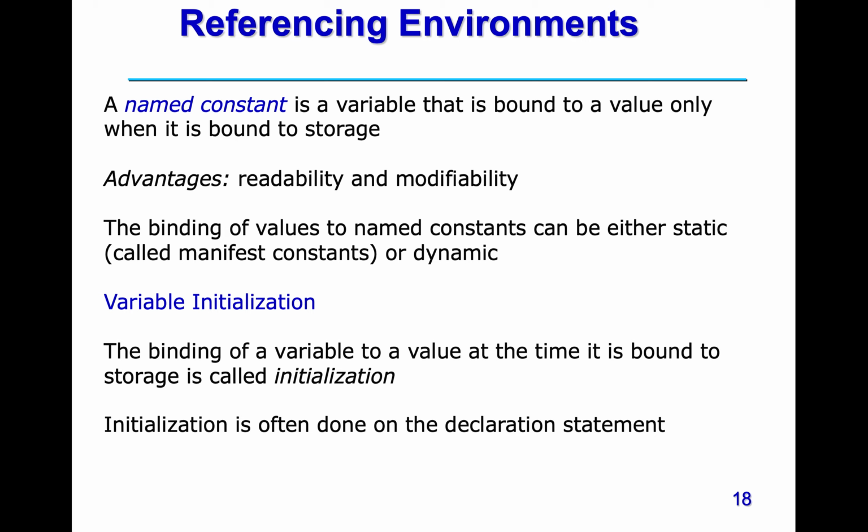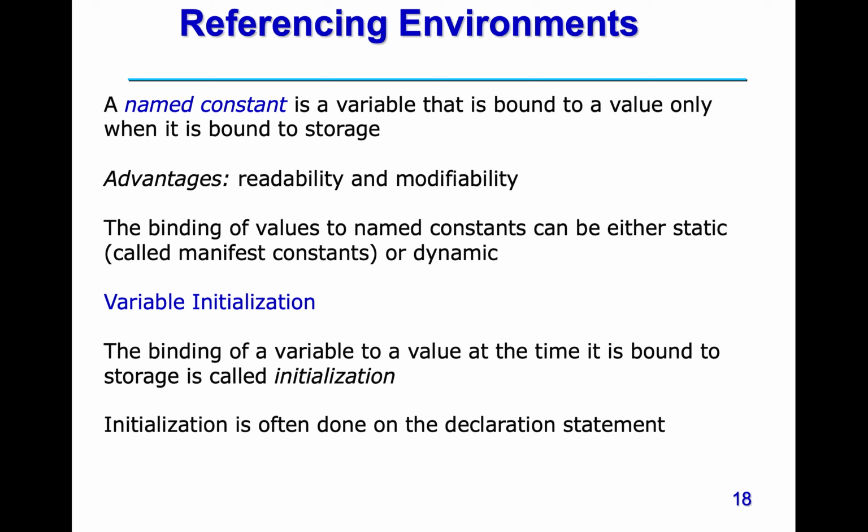The binding of the value to the named constant can be either static, called a manifest constant, or it can be dynamic. Don't worry about that either. You're just familiar with named constants that are static because that's how you've done them in C or C++. Java supports it the same way, creating static named constants. Python actually supports dynamic named constants, but I wouldn't worry about learning how to do that one.